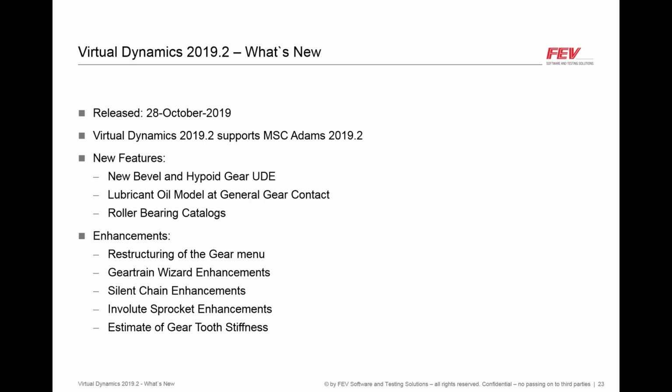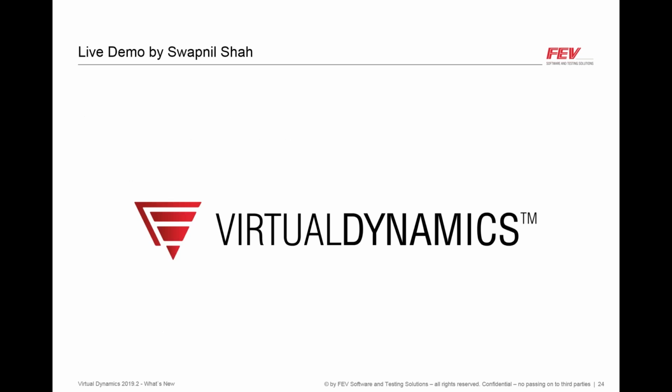So in summary, we released Virtual Dynamics 2019.2 2 weeks back, and it is based on Adams 2019.2, and the new features are, as I already told, a number of enhancements for especially gear train and chain drive specific items. So now I'm handing over the word to my colleague Swapnil Shah, who will show you, actually demonstrate to you these new features.